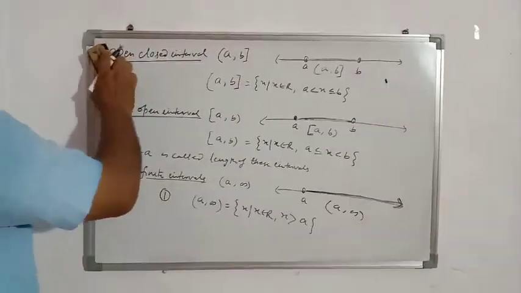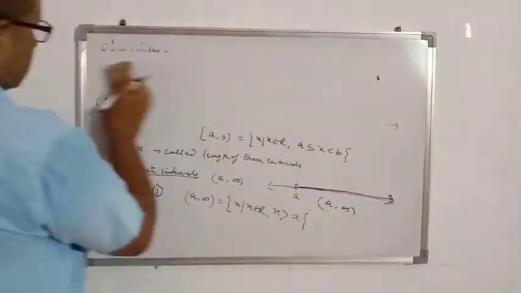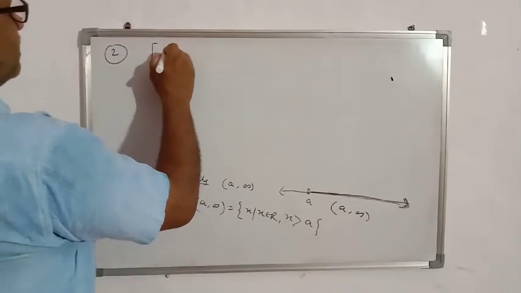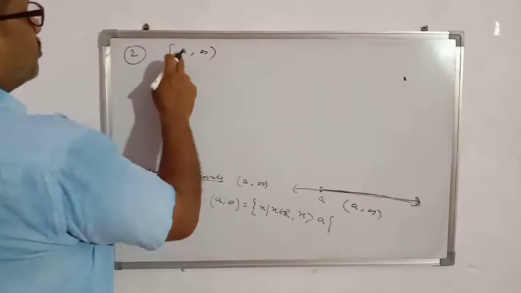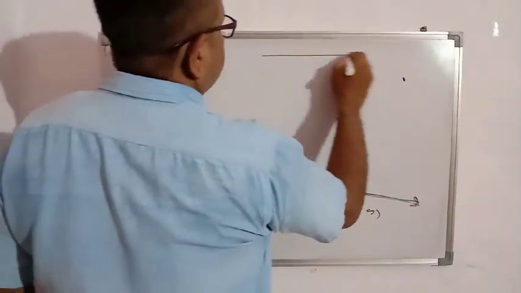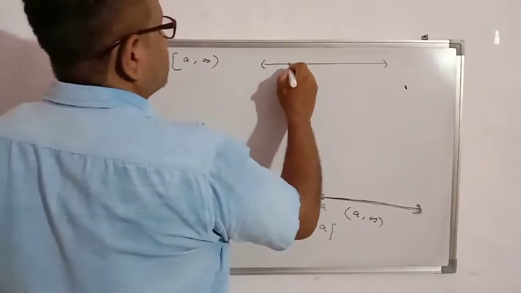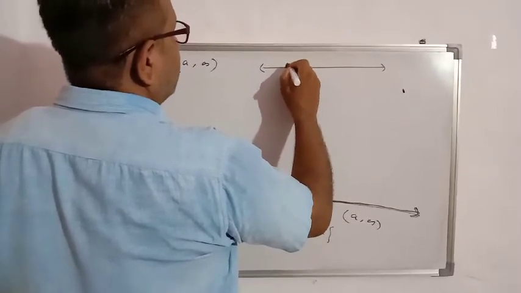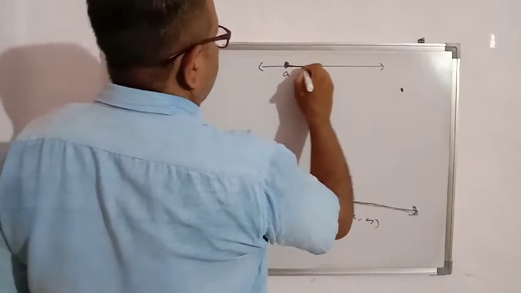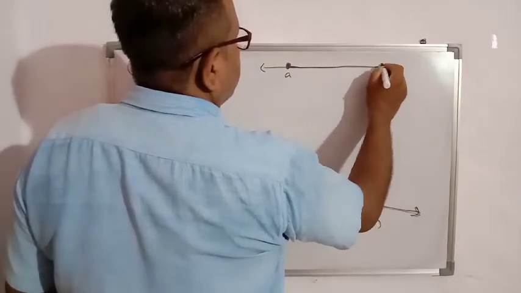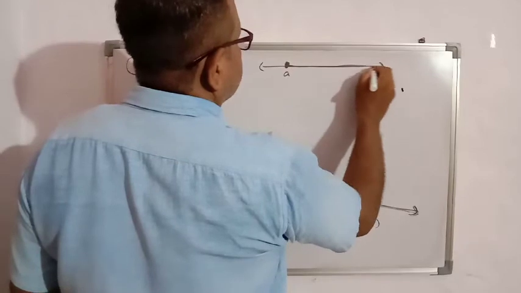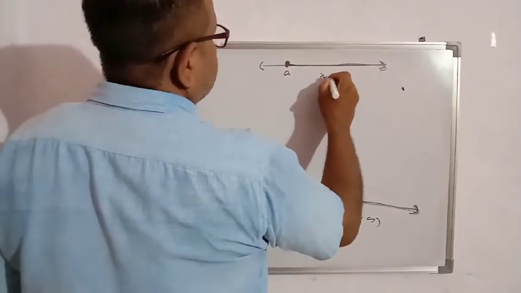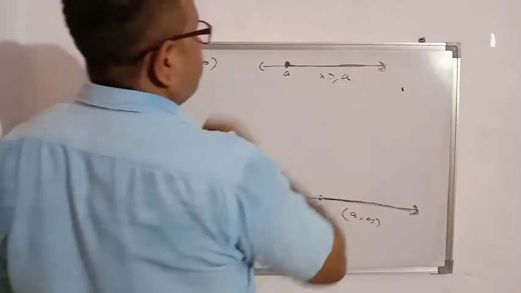See the second one. The second one is like this. It is closed from the side A. We represent it like this. Suppose point A is here. So it is included. We have to make dark circle here. And on the right side of this point A with the arrow, it represents this interval A to infinity. Means it is x greater or equal to A.